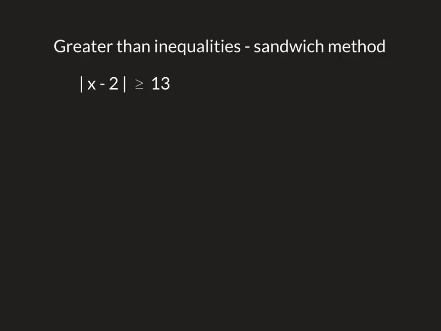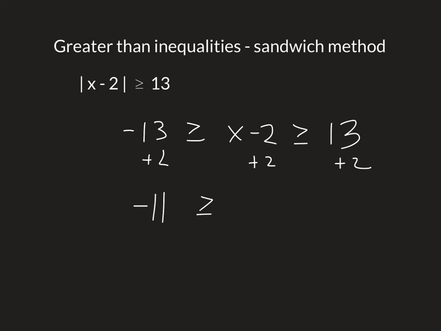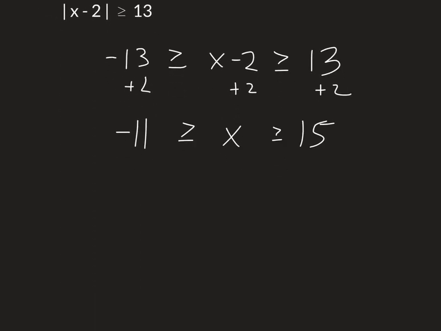Okay? So we can also simplify this and use the sandwich method. It takes a little bit more interpreting. So negative 13 is greater than or equal to x minus 2, which is greater than or equal to positive 13. And once again, we solve this from the middle. If this is something that you want to use, go ahead. If not, that's fine also. But now we have to do a little bit of interpreting, because we have to represent this as 2.